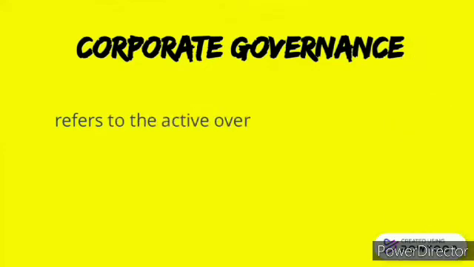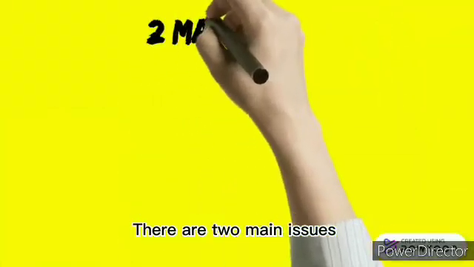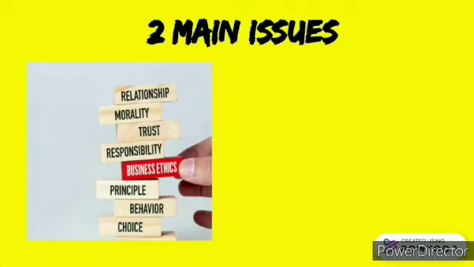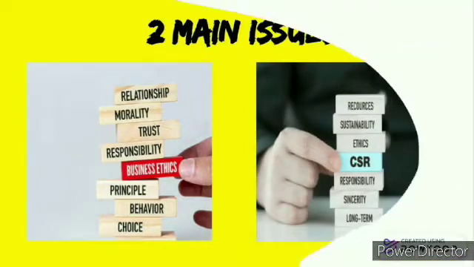It refers to the active oversight of management decisions and company action by board of directors. There are two main issues regarding this. Number 1, business ethics failure, and number 2, poor corporate social responsibility.